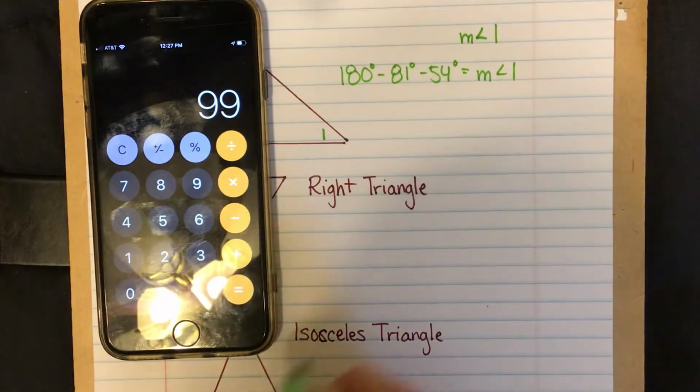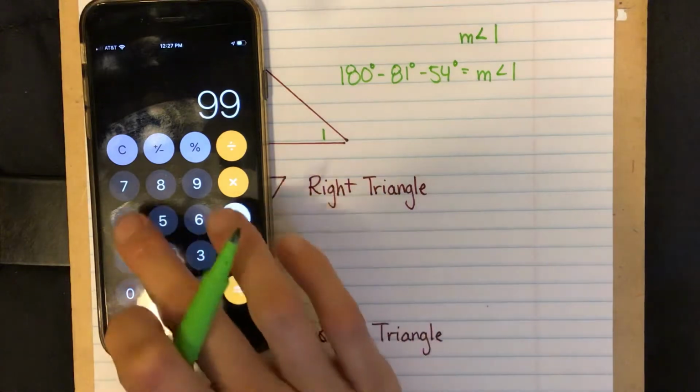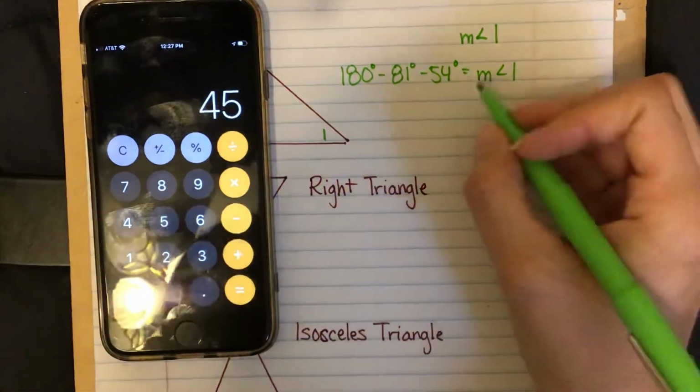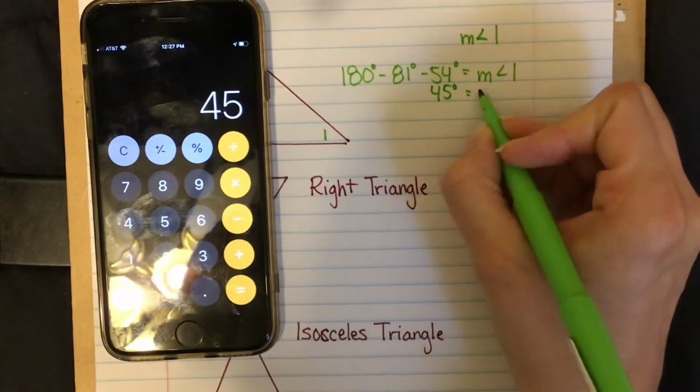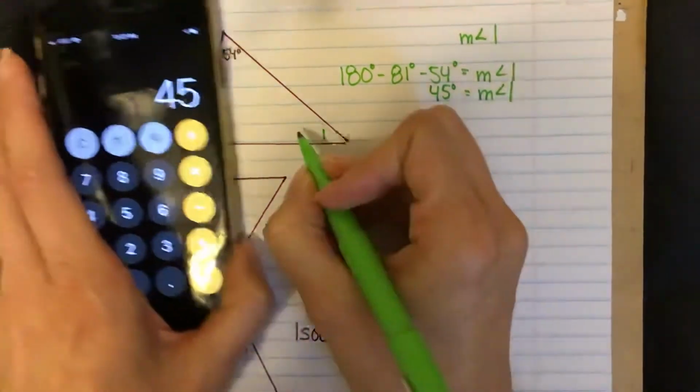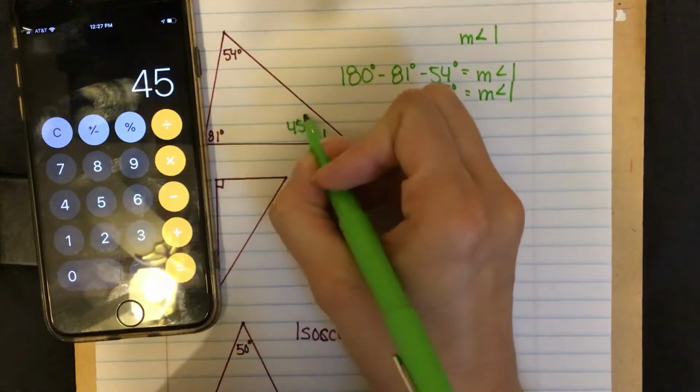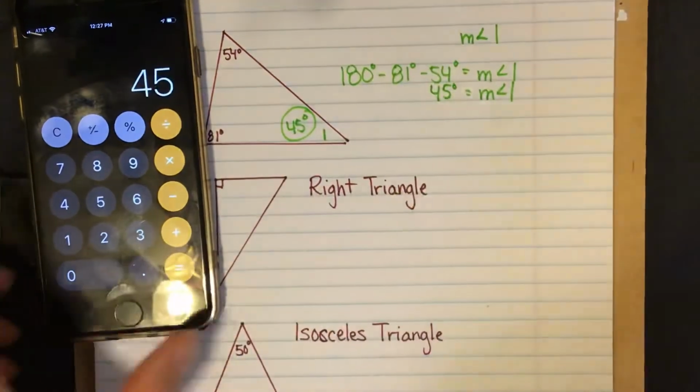Okay, so 99 and then minus 54. So I'm finding that the measure of angle 1 is 45 degrees. So this right here is 45 degrees, okay?